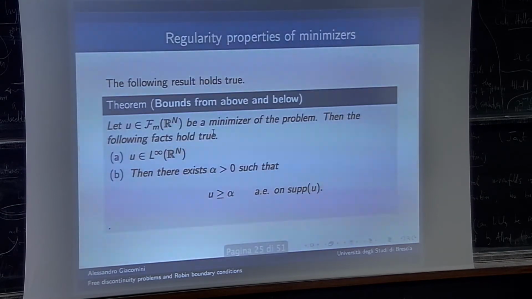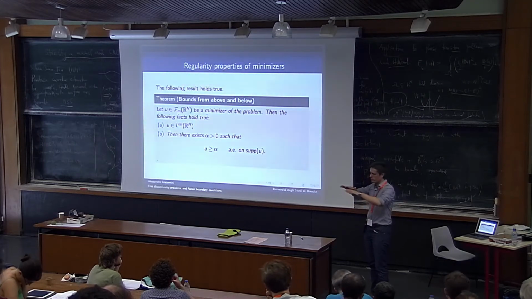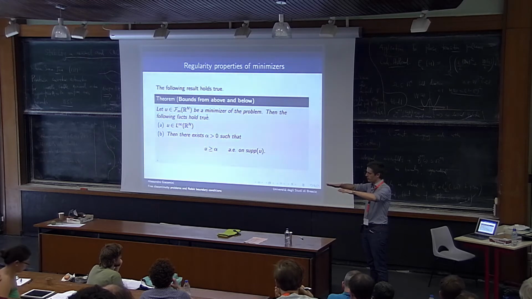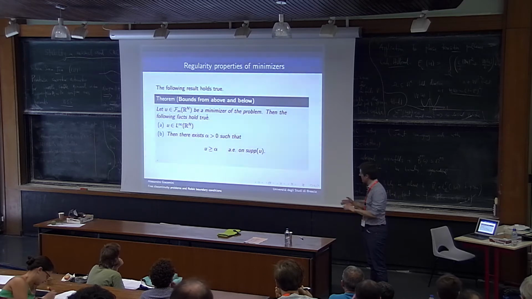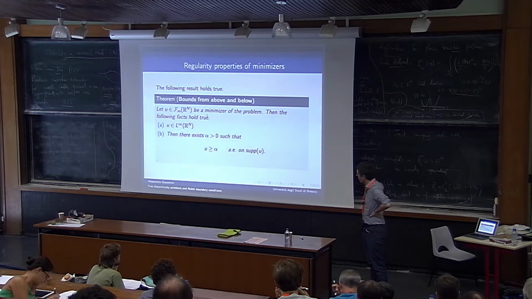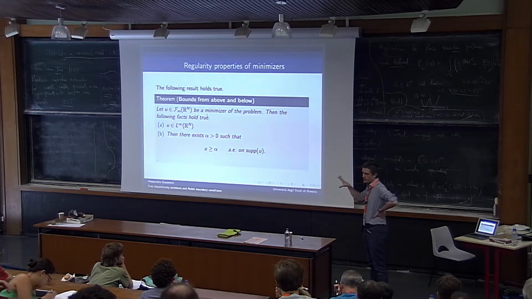Then what about the properties of the minimizers? Well, what one can prove, firstly, which is very important, is that the minimizers are bounded from above and below. The minimizers are L infinity, and moreover, one can prove that there exists a constant alpha which is strictly positive, such that u is greater or equal than this alpha almost everywhere on the support. So the picture is that we have this bounded function which immediately jumps to 0 outside the domain with a definite amount of jump when passing from the support to the complement of the support, of course, almost everywhere.